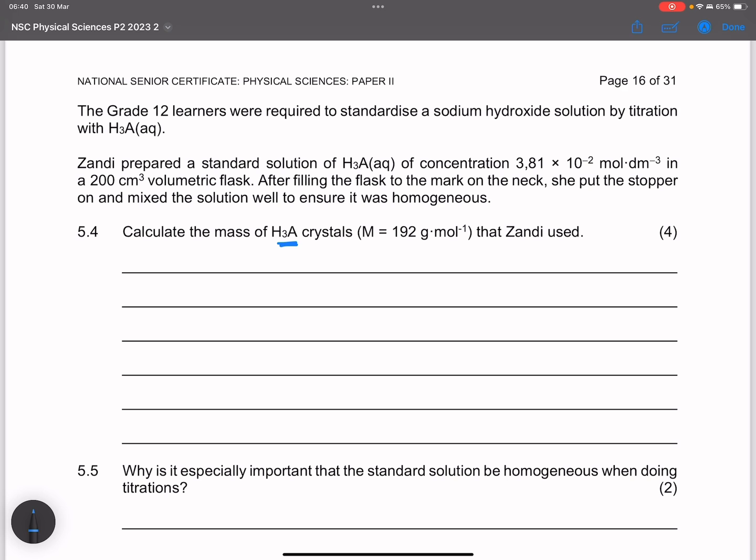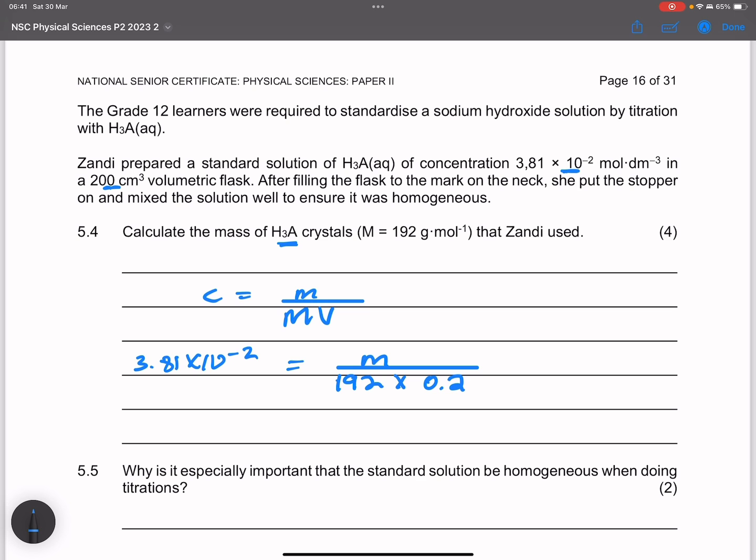Now first of all, we've got the concentration and we've got the volume of that solution. So in this case, concentration is mass divided by molar mass times volume. Our concentration is 3.81 times 10 to the minus 2. We want the mass. The molar mass is given as 192, and the volume is 200 cubic centimeters. Please remember, we need to convert that to cubic decimeters, and we do so by dividing by 1,000.